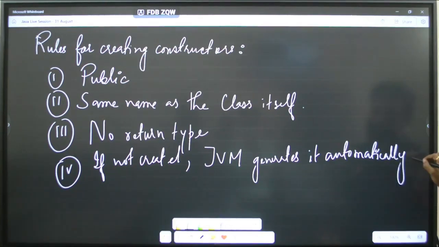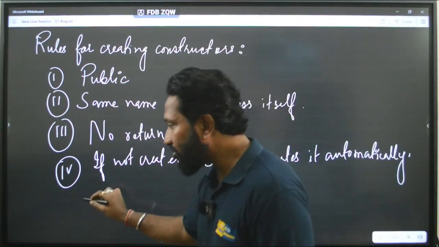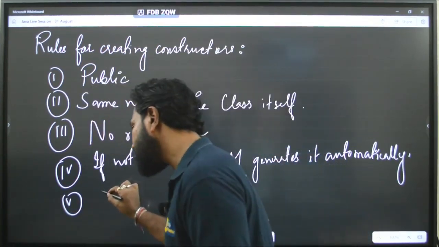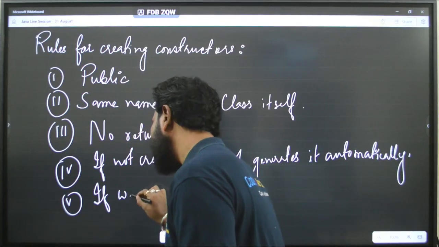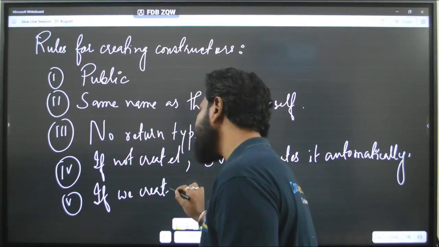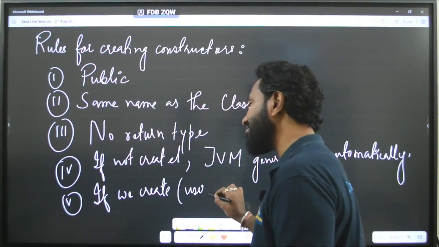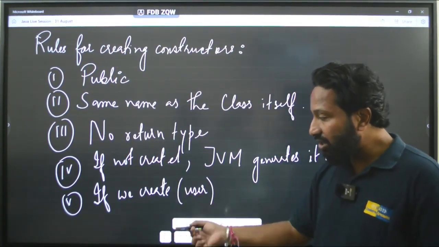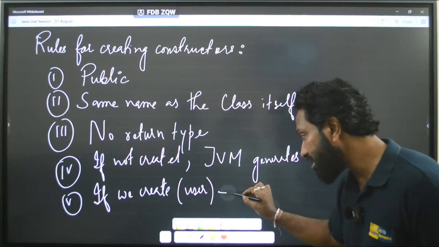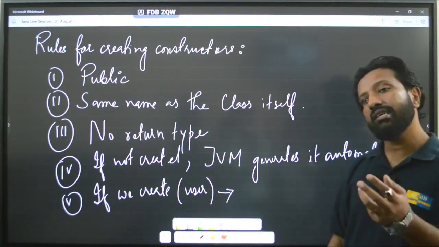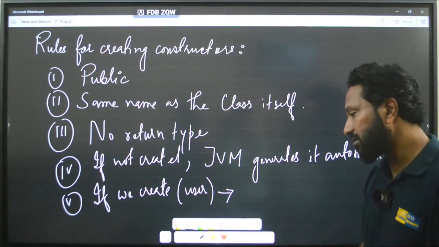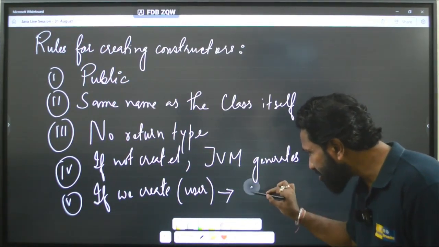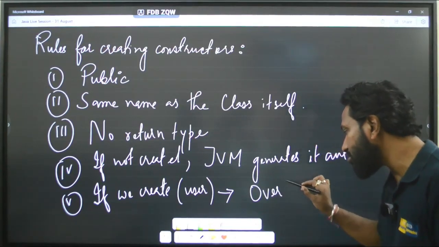But if we create it, what happens now? If we create, we in the sense, who is we? The user, the developer, the person who is writing the code. If he or she creates it, in that case, there are two things that we have to remember. That is actually called a principle called overloading.